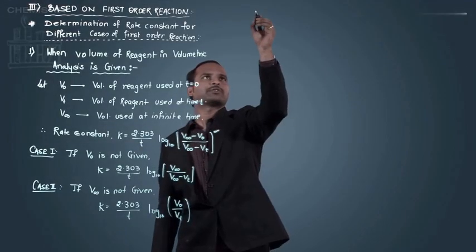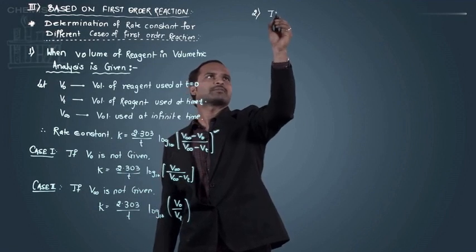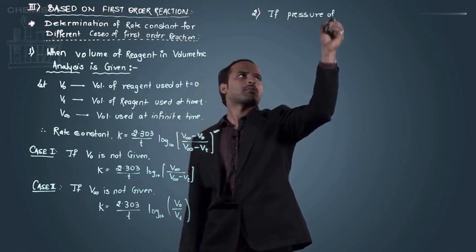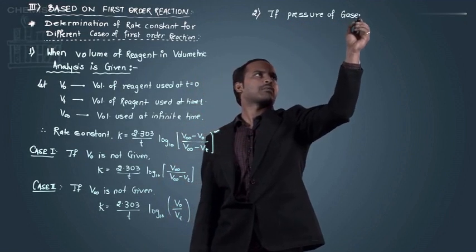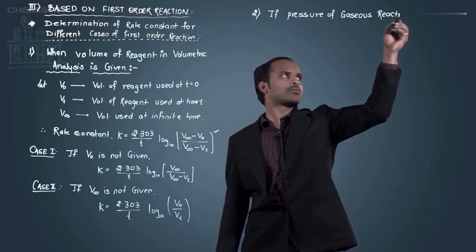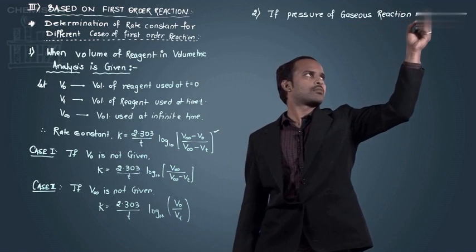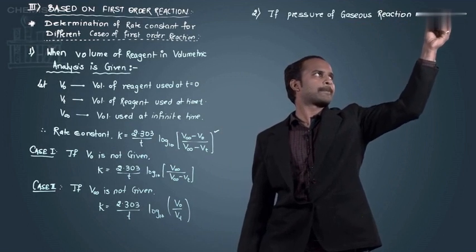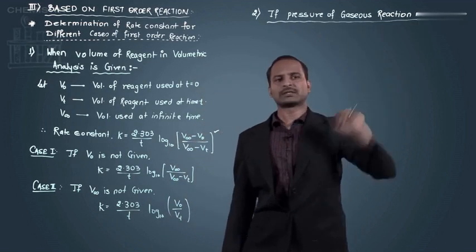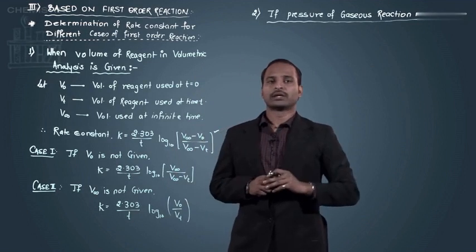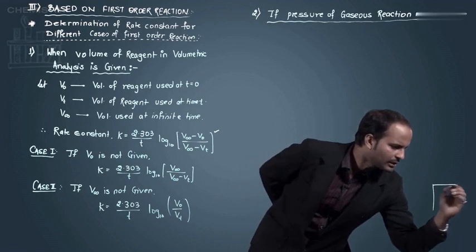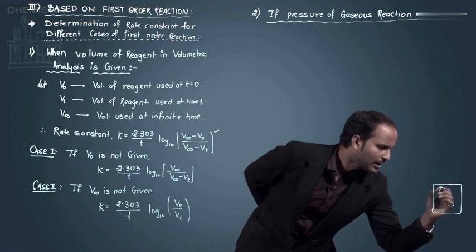Now the second one: if the pressure of a gaseous reaction is given. This is the second, a question may be asked on this. Now say in this what happens. Suppose there is a container, this container is containing some reactant. The reactant is also a gas.